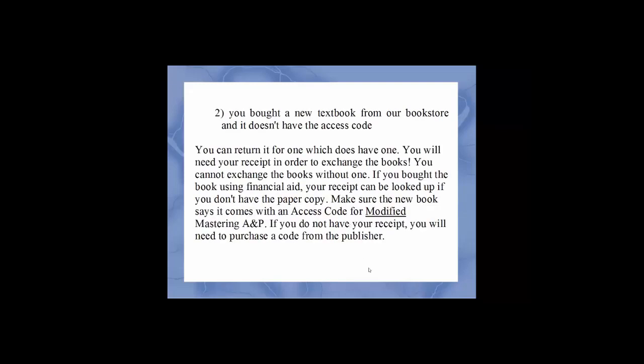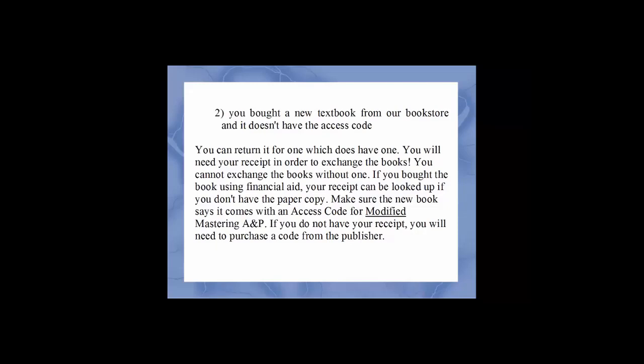Alright, second, this is the one that's the most involved. If you bought a brand new textbook from the bookstore and it doesn't have the access code, you can return it for one that does have the code. But you must have the receipt in order to exchange the books, because you cannot exchange the books without one. If you bought the book using your financial aid, your receipt can be looked up through a database, even if you don't have your paper receipt.